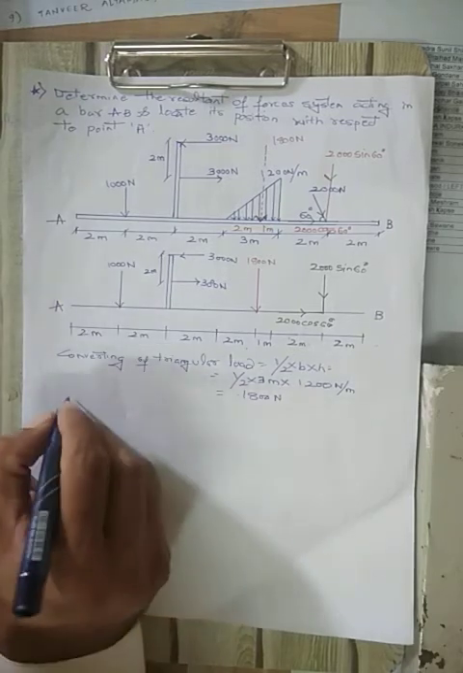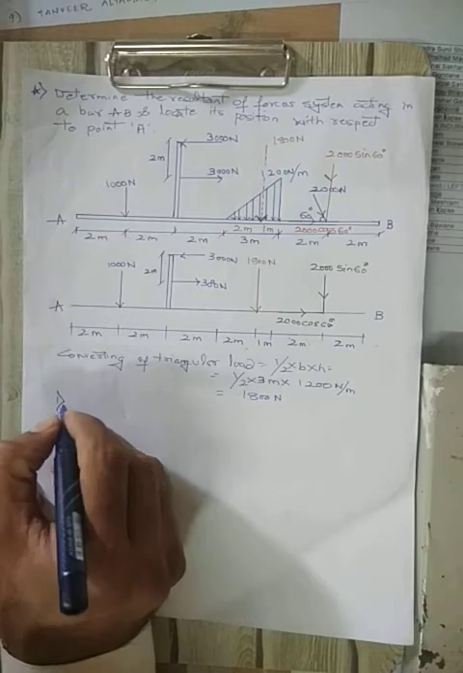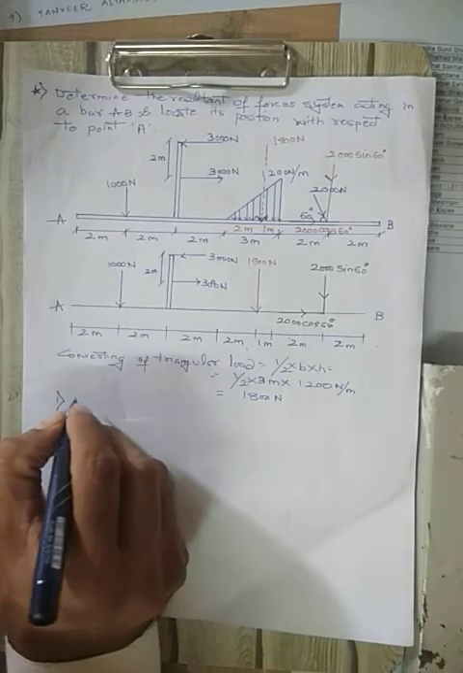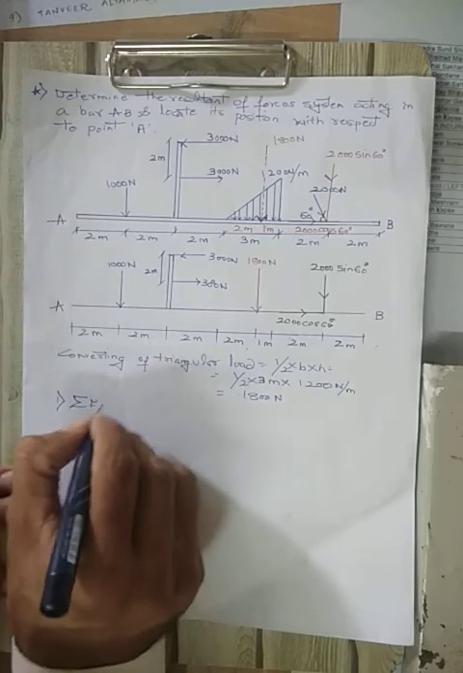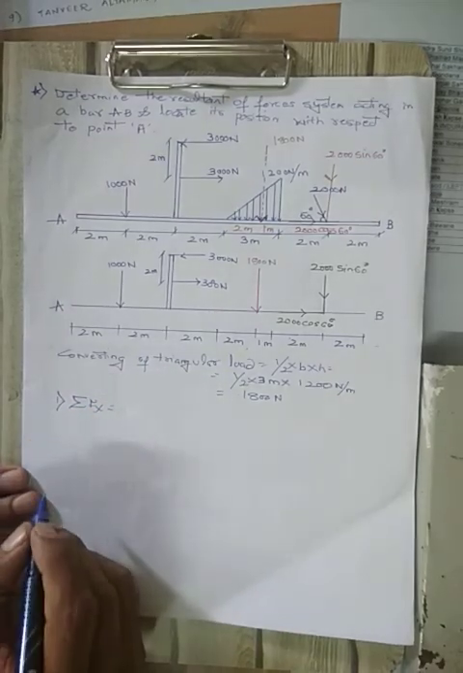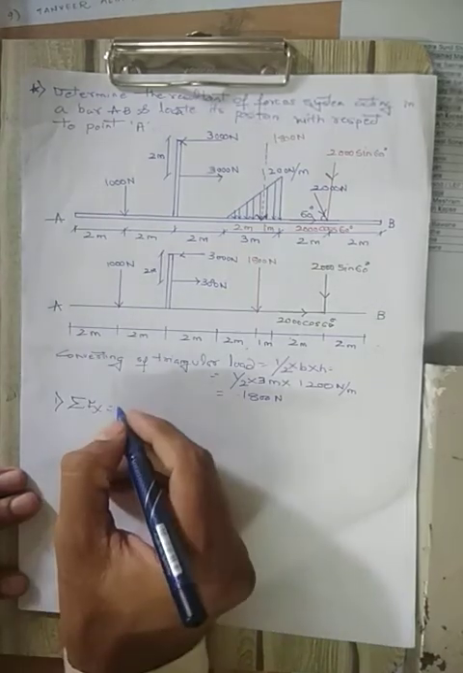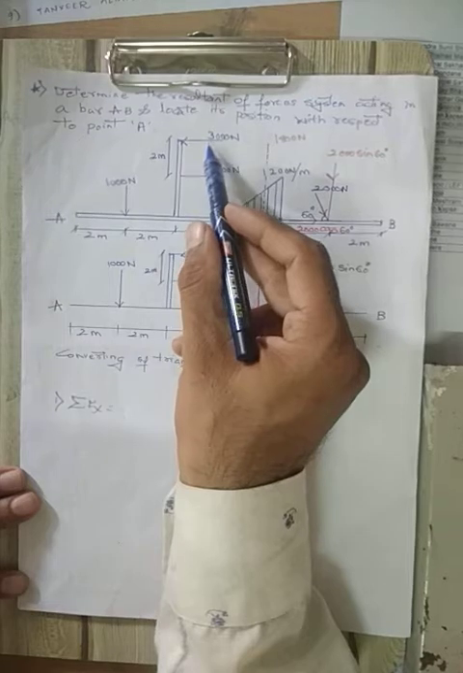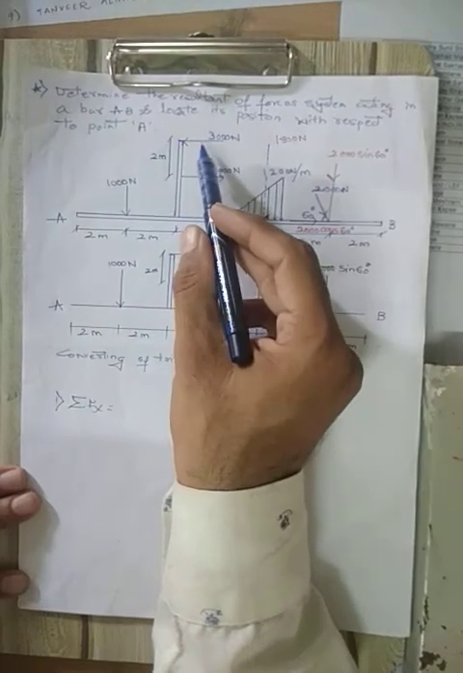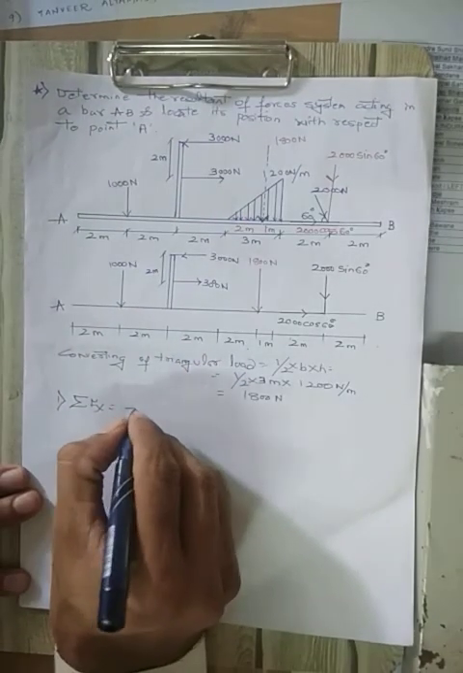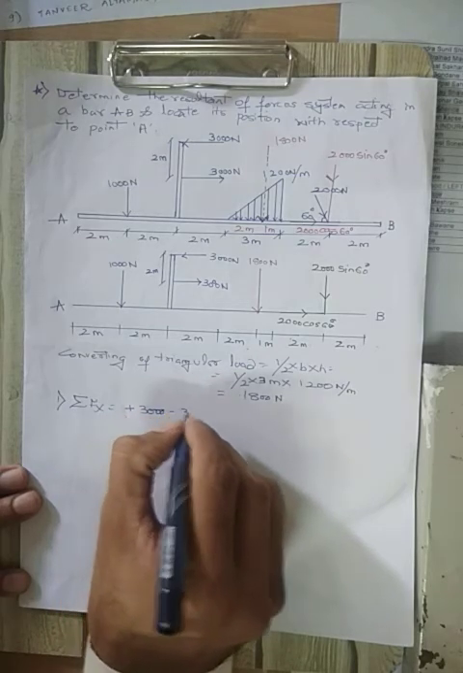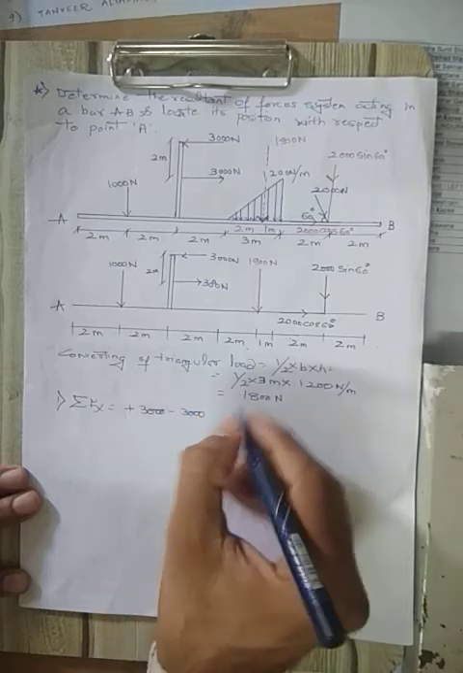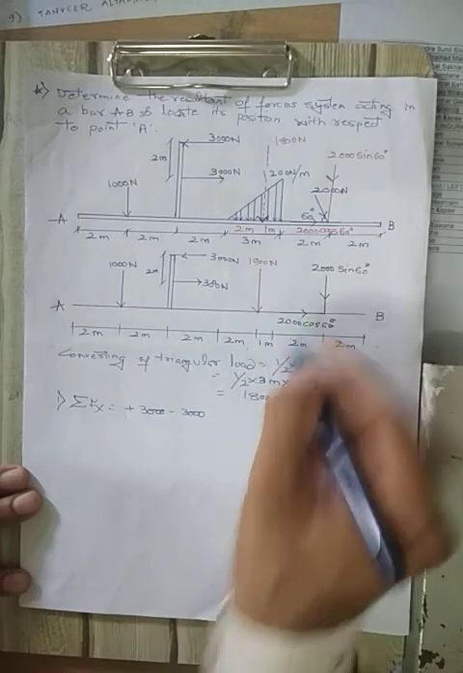Now we will find the summation of Fx and summation of Fy of all forces. Summation of all horizontal forces, because we have to find the resultant. How many horizontal forces are there? Right side 3000, left side 3000. So I am writing down 3000 minus 3000. What about this force? Plus.